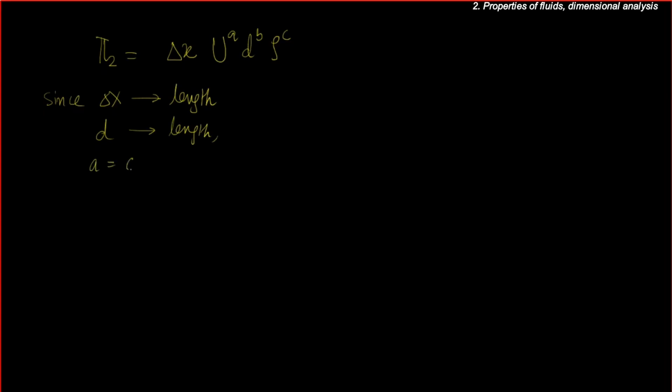So let us set 1 plus c equals 0, -1 plus a plus b minus 3c equals 0, -2 minus a equals 0, yielding a equal to -2, c equal to -1, and b equal to 0. As a result of which, the first pi term is equal to delta p u to the power -2, d to the power 0, rho to the power -1. And thus we have the first pi term as delta p upon rho u square.